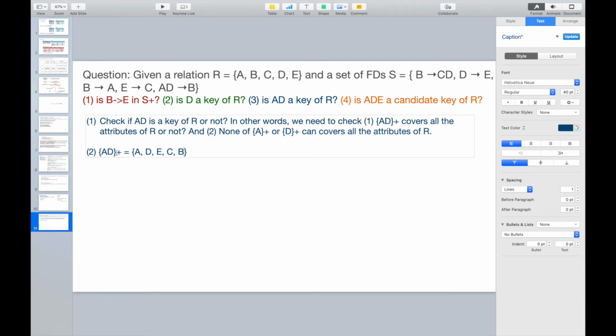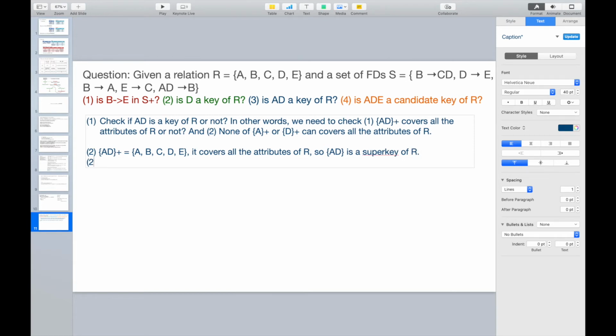The closure of AD equals what? It equals A, D, E, C, B. If we reorder the attributes, the closure of AD equals A, B, C, D, E. So it covers all the attributes. So AD is a super key of relation R.